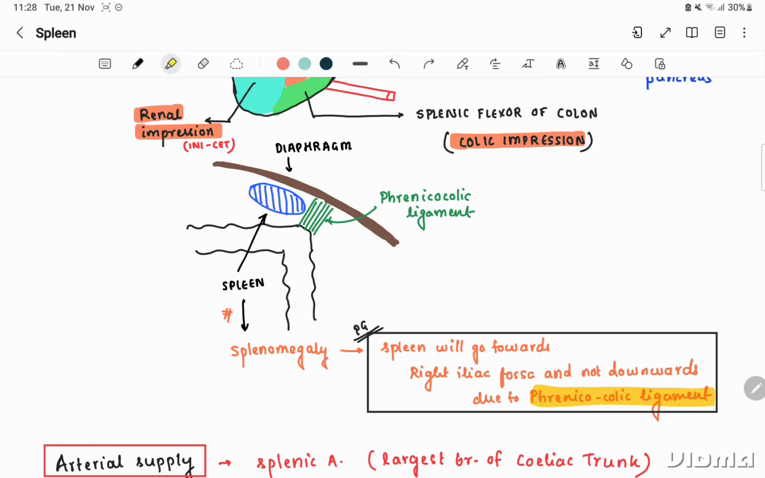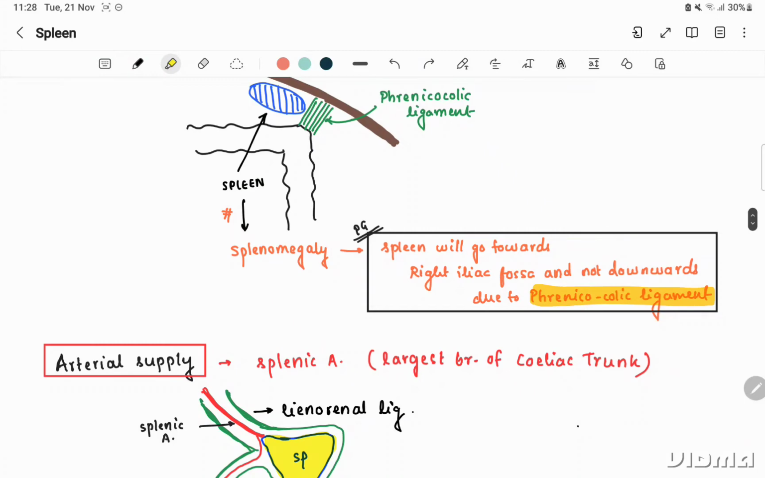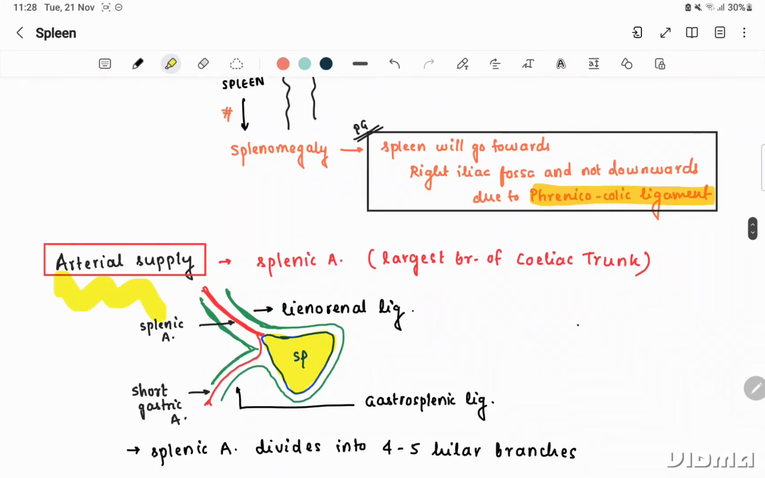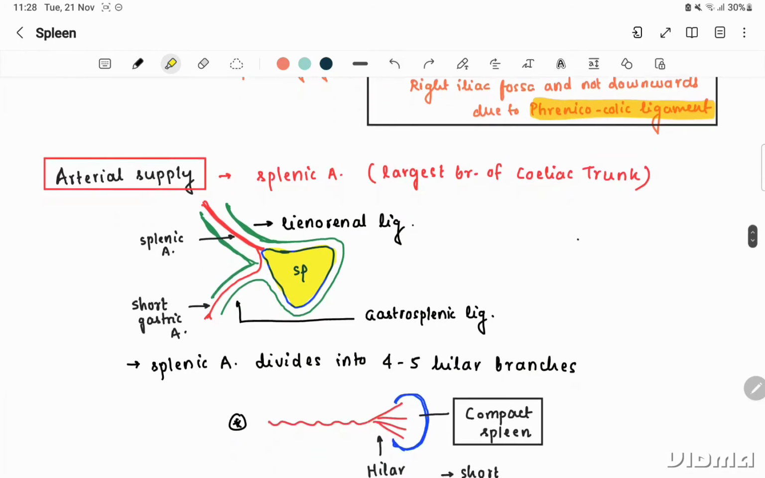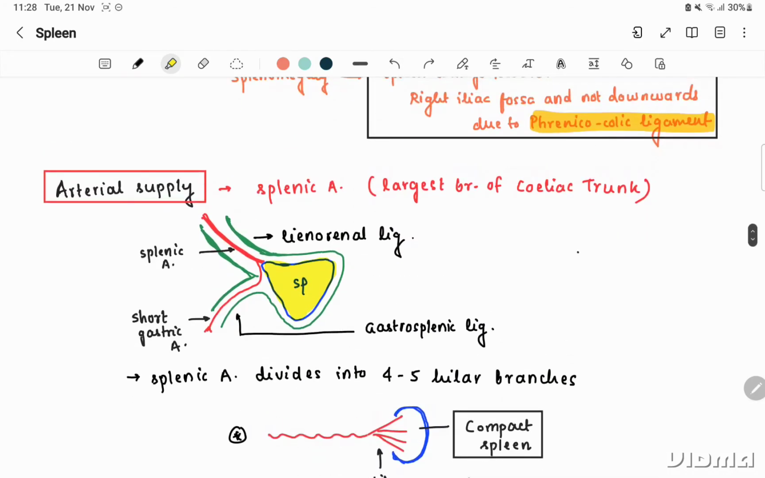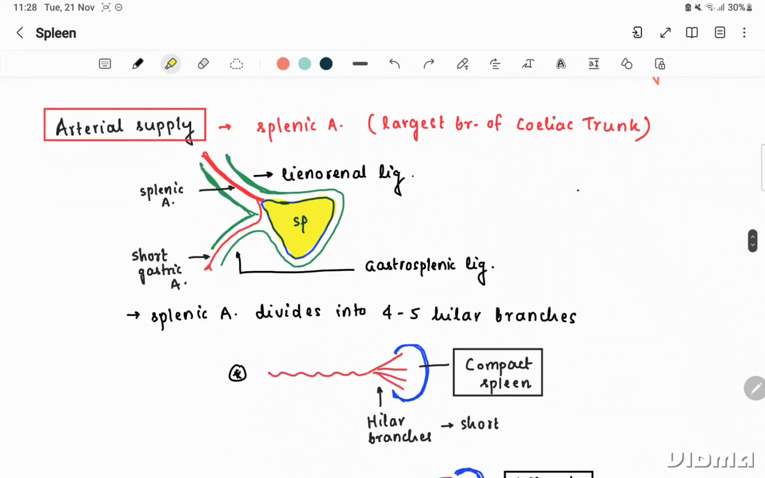It will go forward like this, and it will not go downwards. It can't go downwards due to the phrenicocolic ligament. Arterial supply, what is the arterial supply? The splenic artery, which is the largest branch of your celiac trunk. We talked about this, remember, when we first discussed the arterial supply.